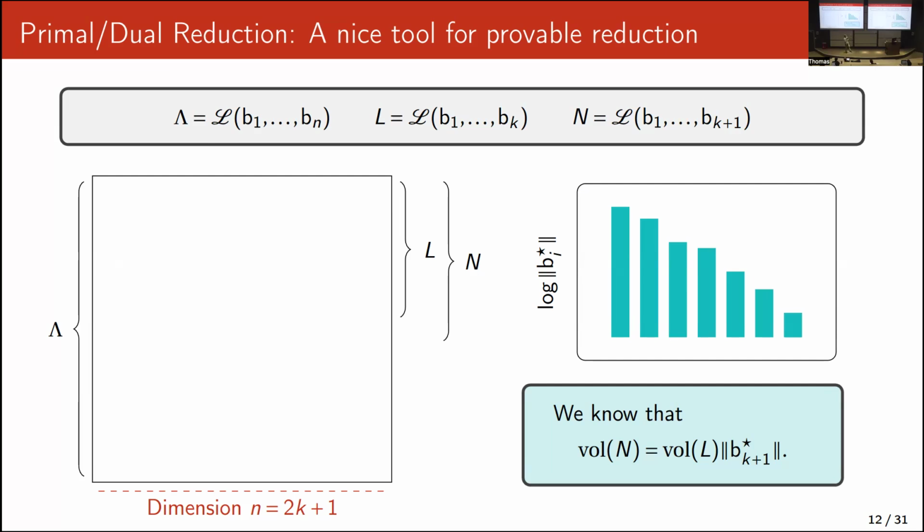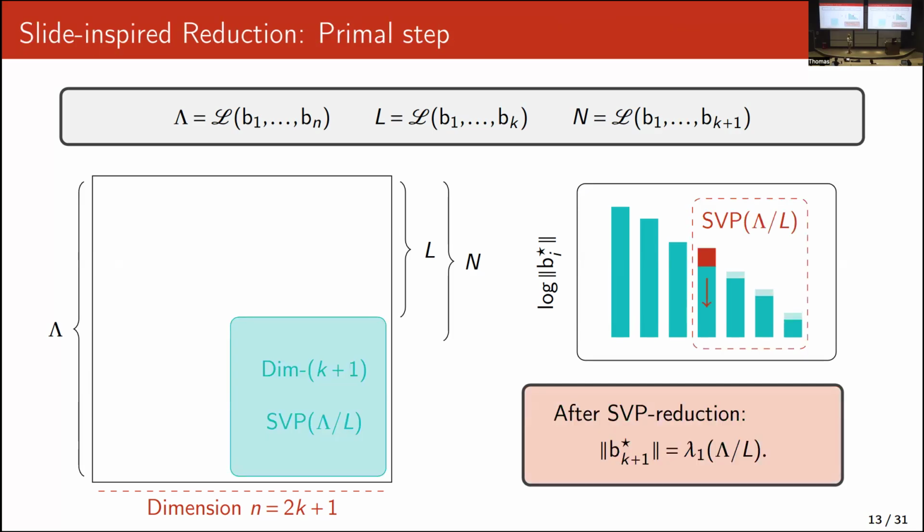So the primal dual reduction, or a variant of slide reduction, consists of two steps, which I will iteratively repeat. First one is applying SVP on a projected sublattice lambda quotiented by L. So you can see this as projecting lambda orthogonally to L. This is in dimension k+1, which is roughly a half of the dimension. And the effect of this is that bk+1, this pivot vector in the center, will be reduced in norm, and its norm will become the shortest vector of lambda quotiented by L.